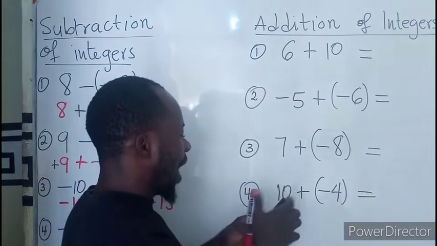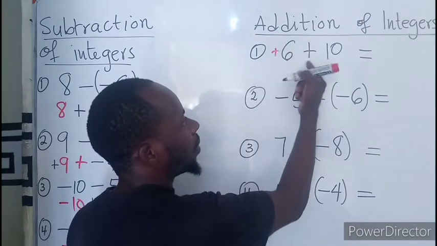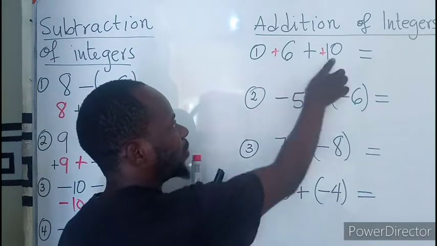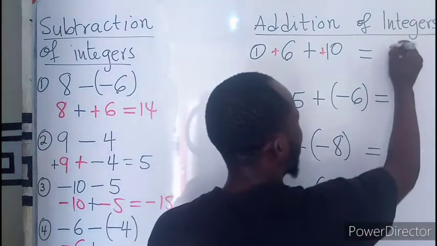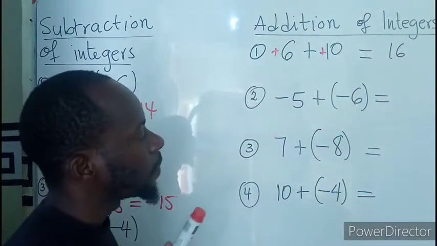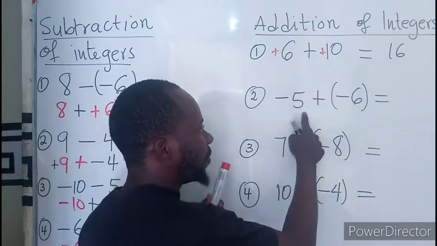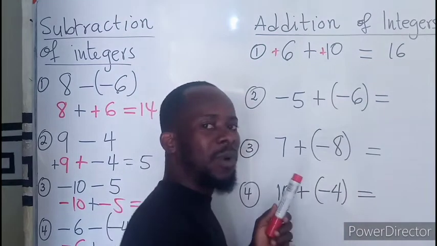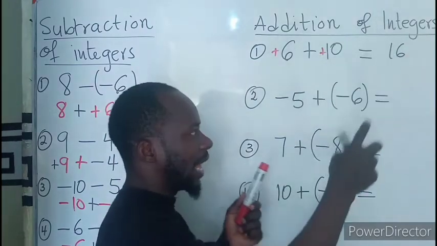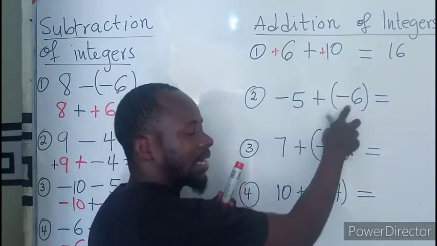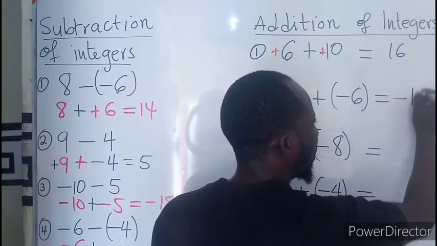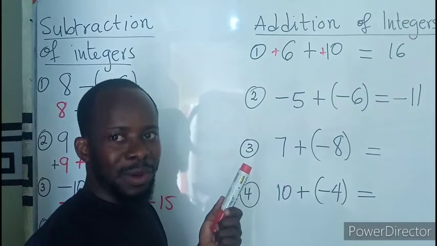So here I have positive 6 plus positive 10. They are all the same sign. So I add 6 plus 10. That is what? 16. So I keep the sign as plus. So it is 16 as positive. This is going to be negative 5 plus negative 6. The signs are the same. Negative, negative. So I'll go ahead and add. 5 plus 6 is 11. What is the sign? Negative. So I have negative 11. I believe you get the concept.